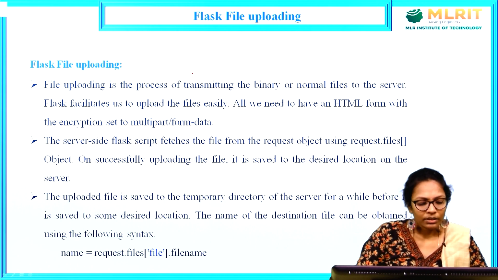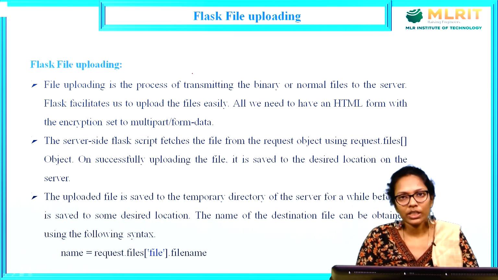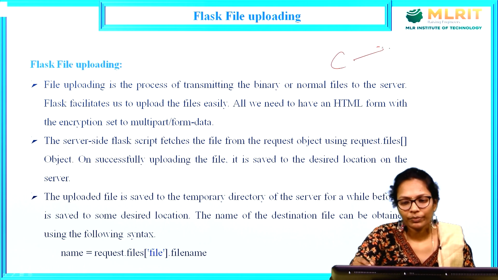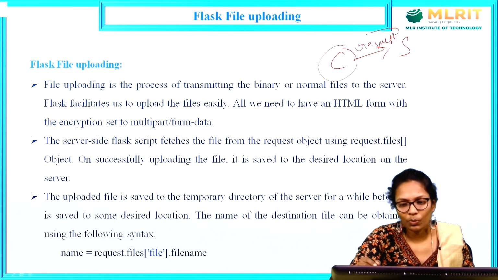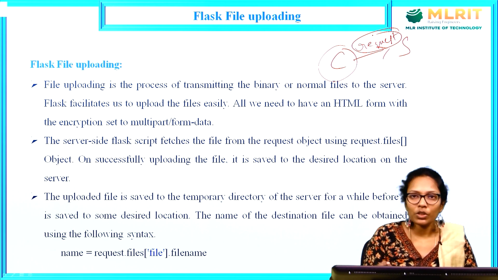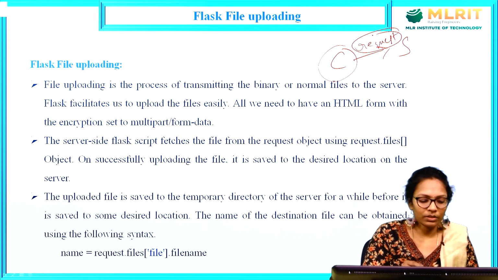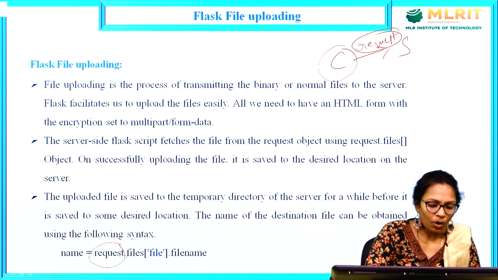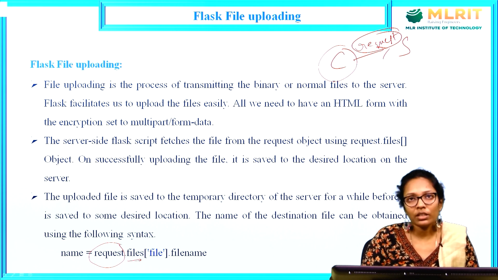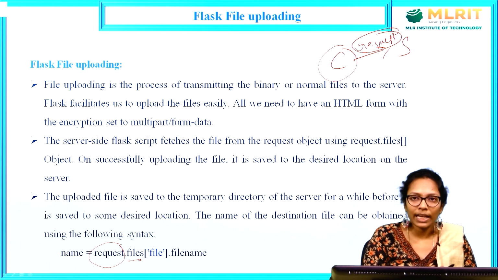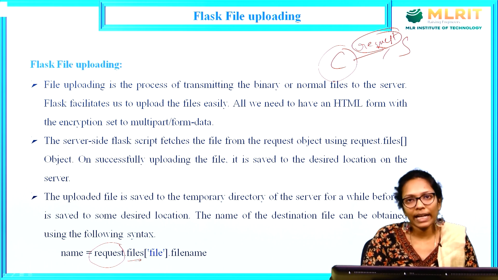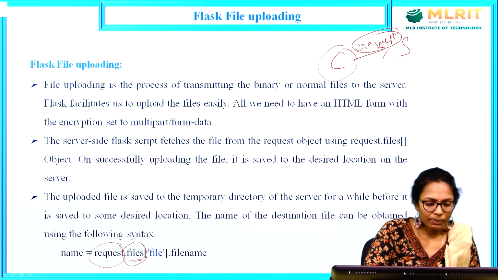So whatever data the client is sending to the server, all this information will be stored in an object called request. If the server wants to access any data which is sent by the client, it has to use that request object. Coming to file accessing by the server, it uses request object dot files. So files is an attribute here, part of request. If the client is uploading some file, then how will the server access that information? So files is a predefined attribute.